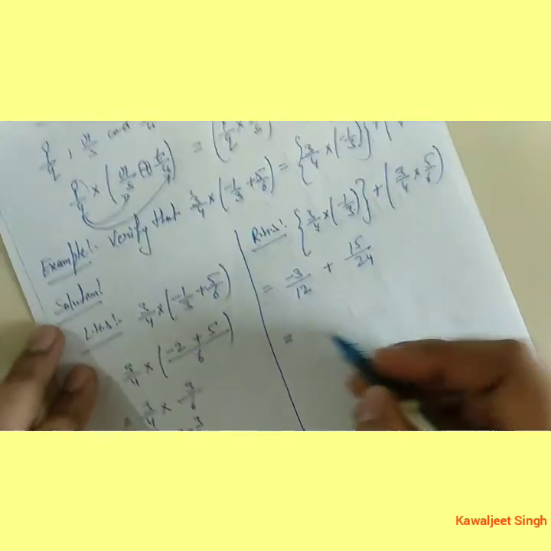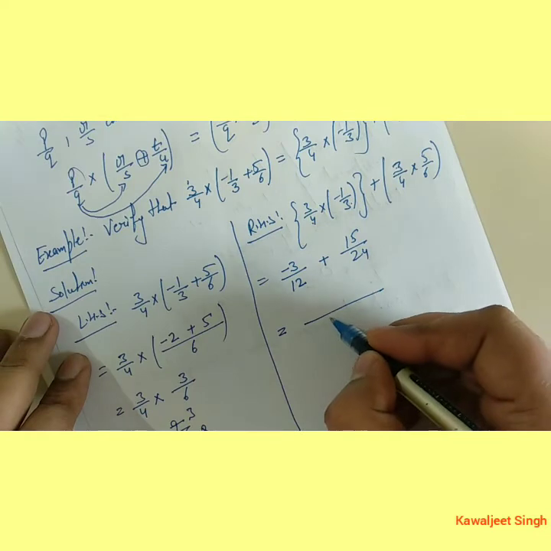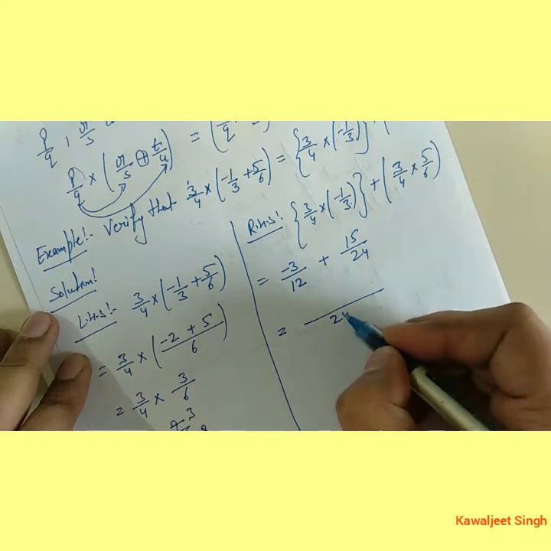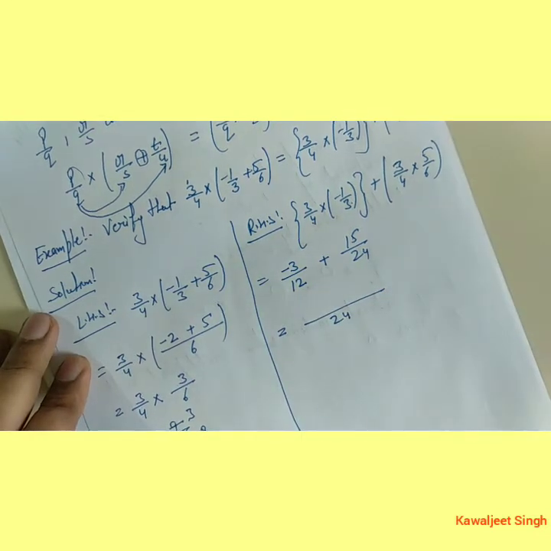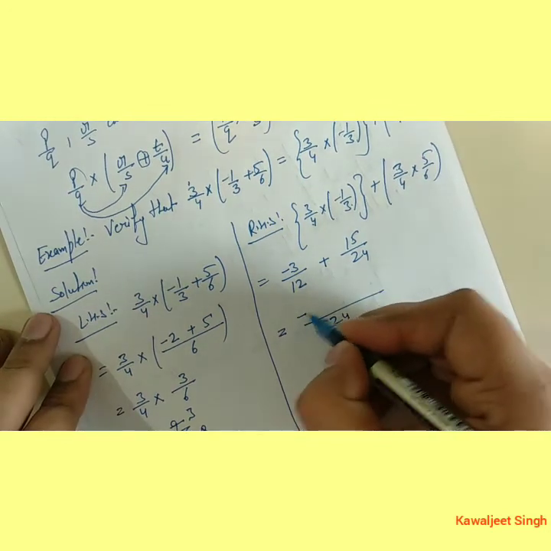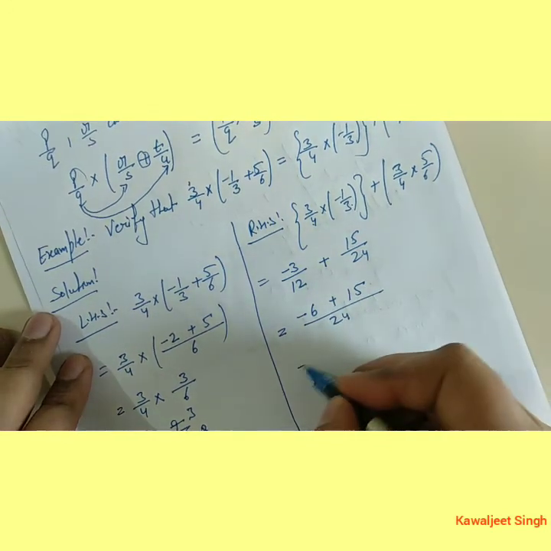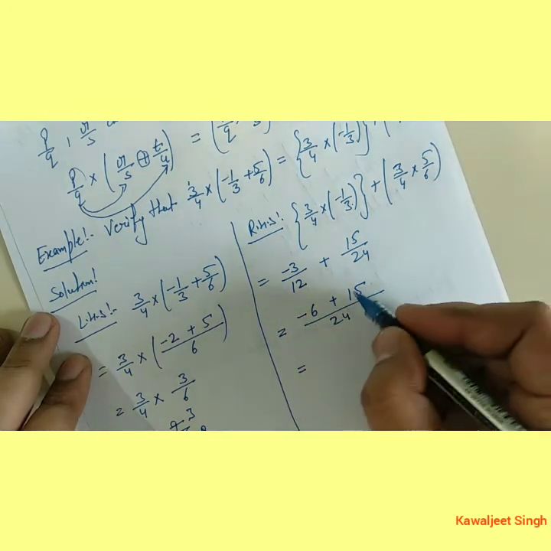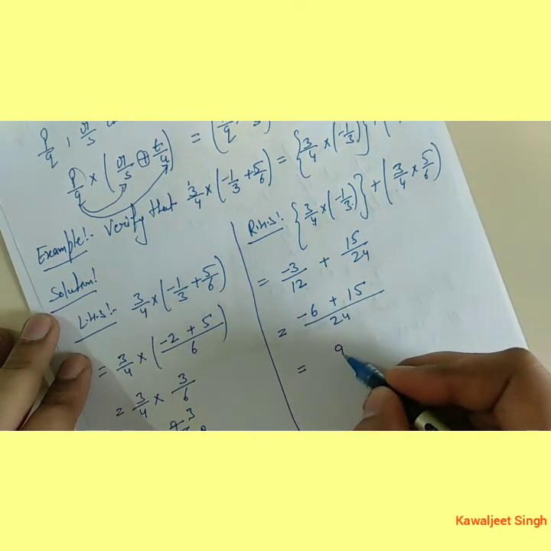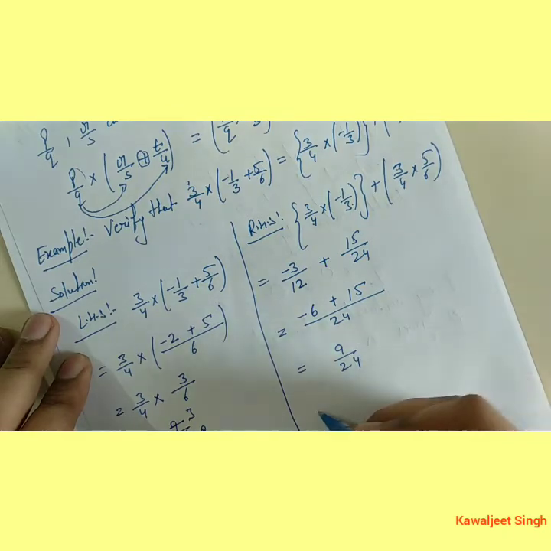Now take the LCM of both these rational numbers, it becomes 24. 24 divided by 12 we get 2. 2 is multiplied with minus 3, minus 6 here, plus 15. Again we solve both numerators, minus 6 plus 15, we get 9 by 24. Now cancel, and when you cancel it, it becomes 3 by 8.